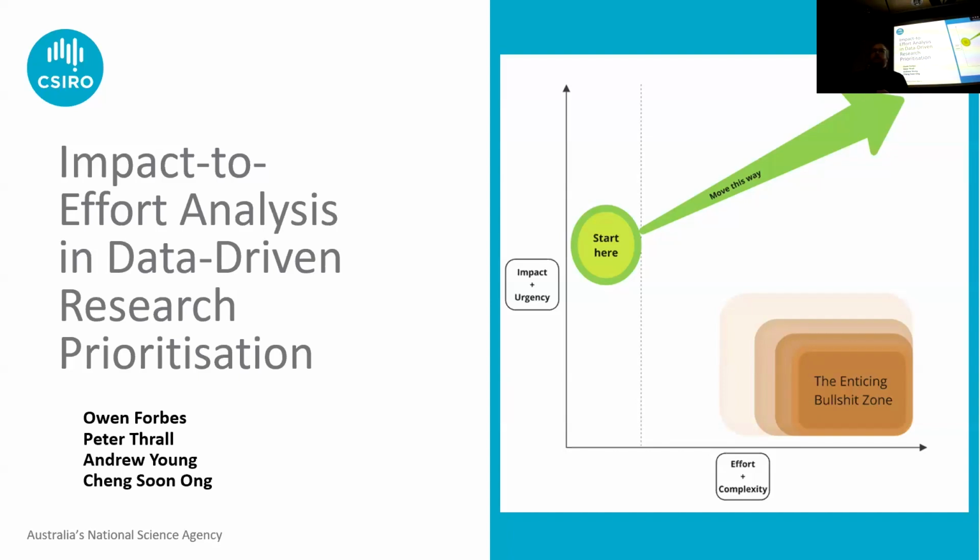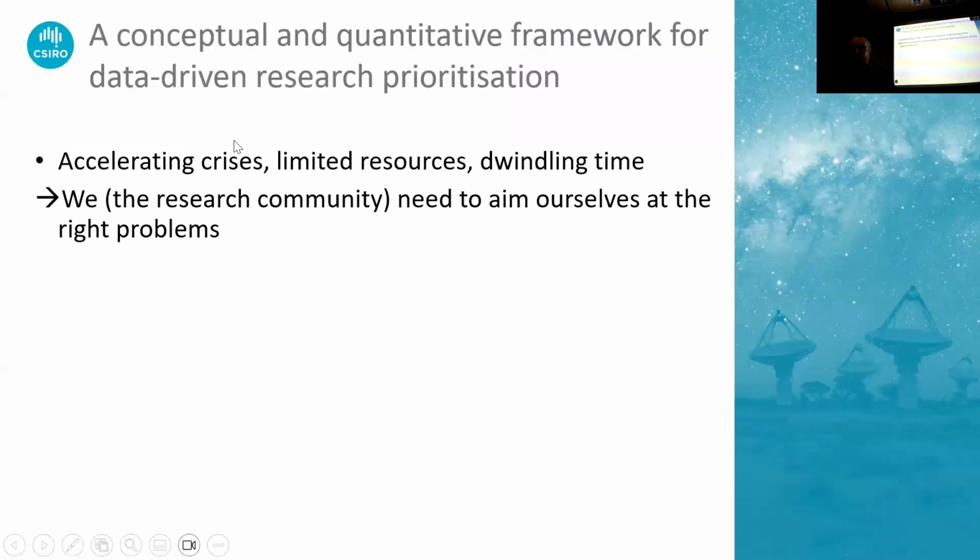And we're talking about taking steps towards a quantitative organizing framework for thinking about research prioritization, thinking about these dimensions of impact, urgency, effort, and complexity, how we can try and choose projects with a good impact to effort ratio and stay out of the enticing bullshit zone.